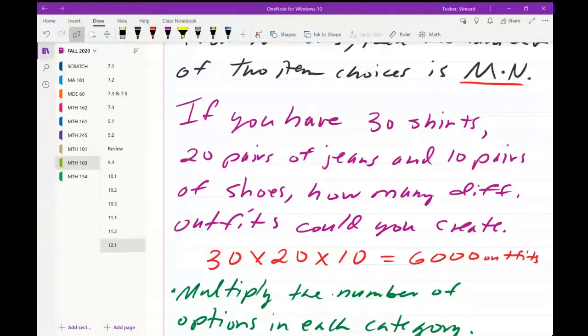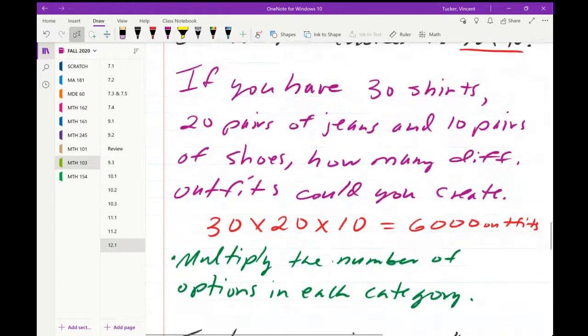So, next time you're in your closet and you claim you don't have anything to wear, mathematically, it may not be the case. You probably could put something together that you haven't put together before.